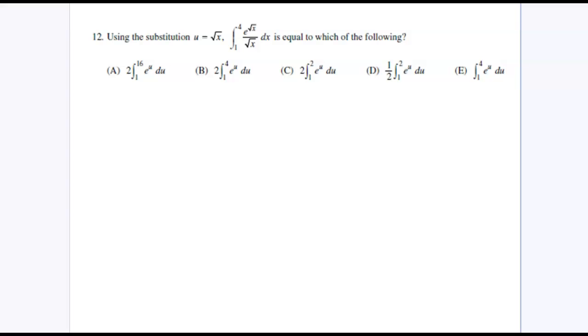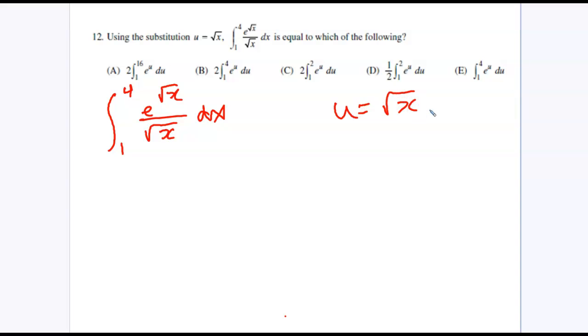Okay, here's the multiple choice example, and the question is they're given e to the root x over root x dx, and they're telling us to use the substitution let u equal root x, and which of the following is an equal integral down on the bottom.